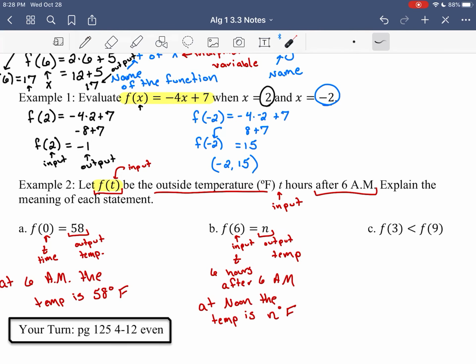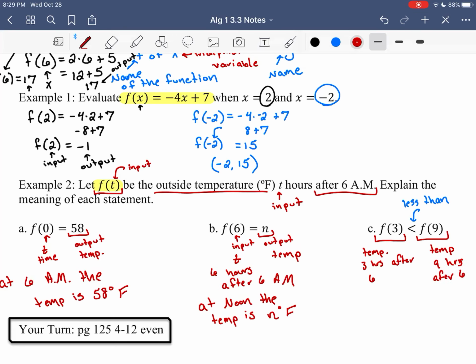All right, so here we have f of 3. Again, this symbol here is less than f of 9. Okay, well, what do these mean? F of 3 is talking about the temp. This guy here is the temp 3 hours after 6, and this one here would be the temp 9 hours after 6 a.m.